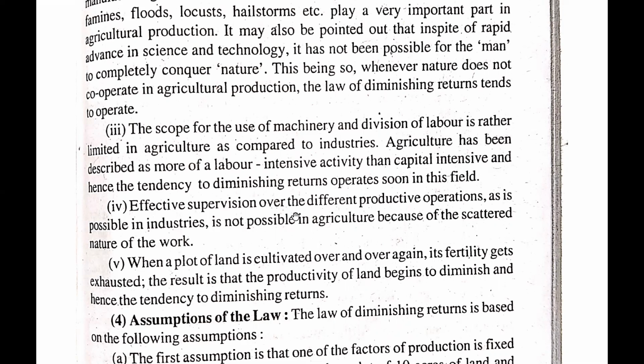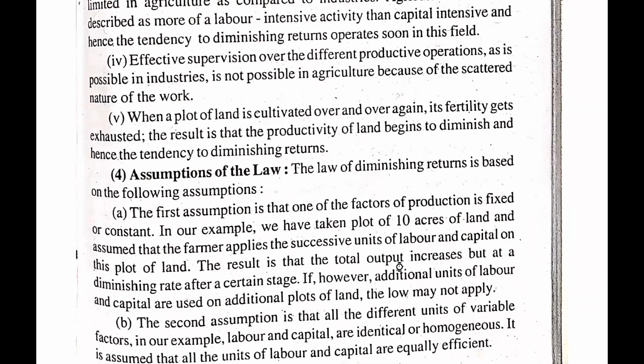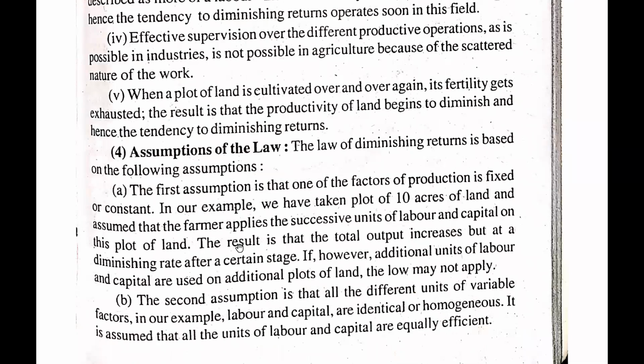Effective supervision over the different productive operations, as is possible in industries, is not possible in agriculture because of the scattered nature of the work. When a plot of land is cultivated over and over again, its fertility gets exhausted. The result is that the productivity of land begins to diminish and hence the tendency to diminishing returns. And guys, we are given the assumptions of this law also. We will read it.